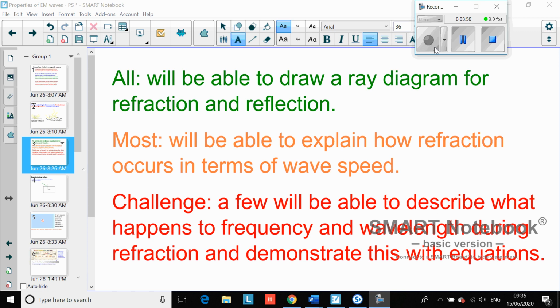Okay, welcome back. So, all of you, by the end of this lesson, should be able to draw a ray diagram for refraction and reflection. Reflection we've pretty much done. Most of you will be able to explain how refraction occurs in terms of wave speed, and a few will be able to describe what happens to frequency and wavelength during refraction and demonstrate this with equations. That might be more next lesson.